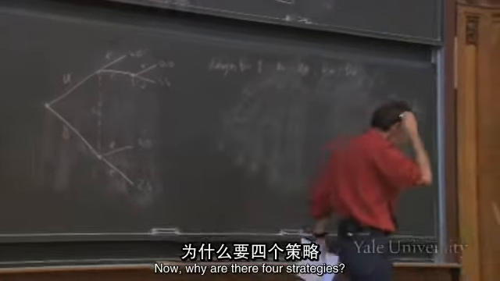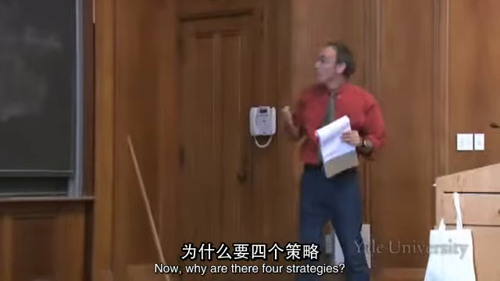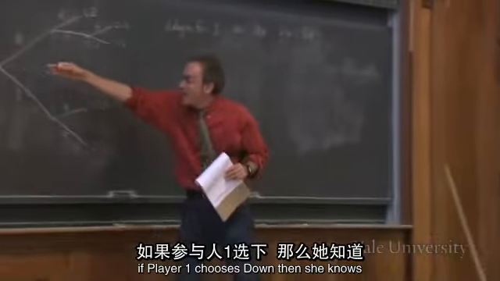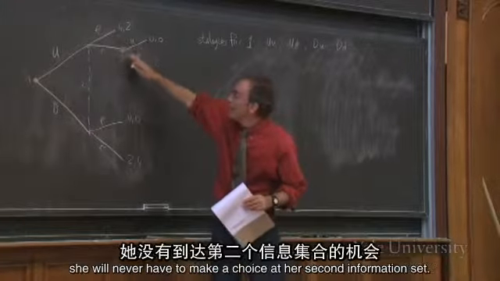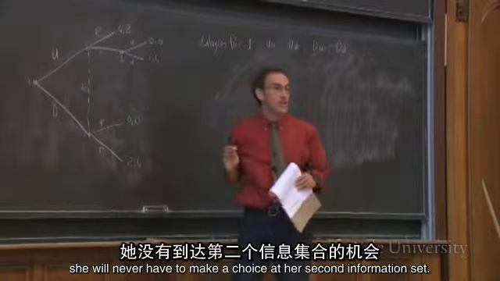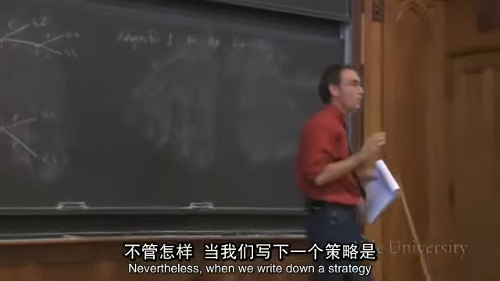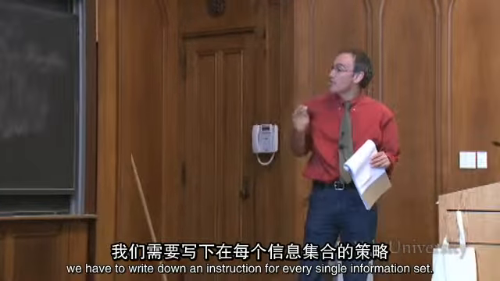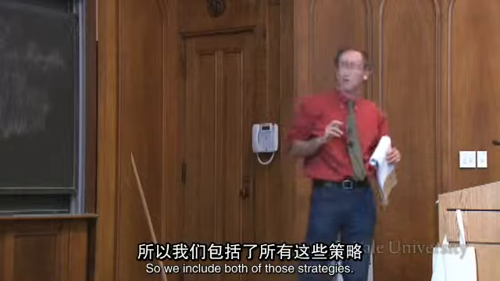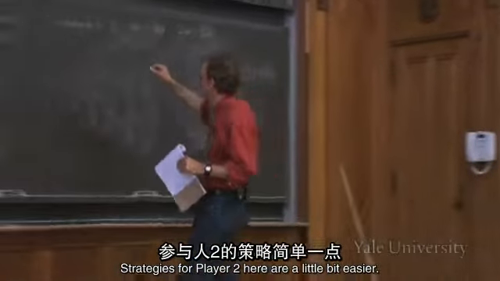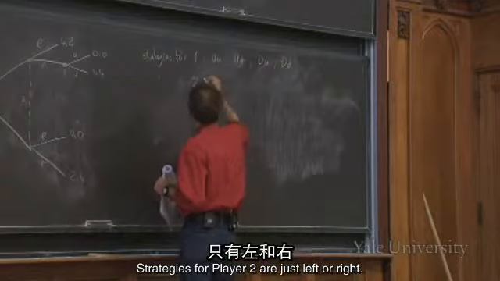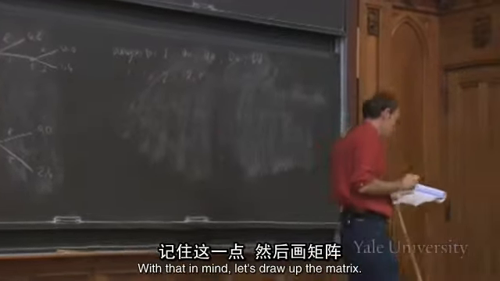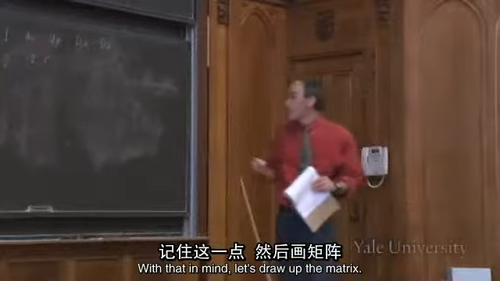Sorry. All right. Now, why are there four strategies? It's a bit of a surprise, perhaps, because if player one chooses down, then she knows she will never have to make a choice at her second information set. Nevertheless, when we write down a strategy, we have to write down an instruction for every single information set, so we include both of those strategies. Strategies for player two here are a little bit easier. Strategies for player two are just left or right. All right. With that in mind, let's draw up the matrix.